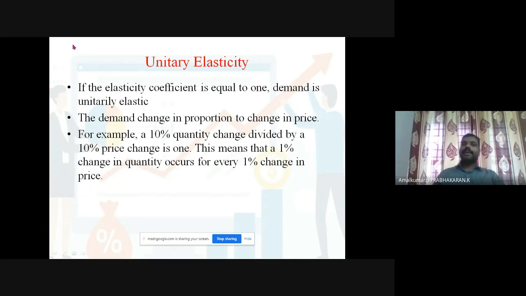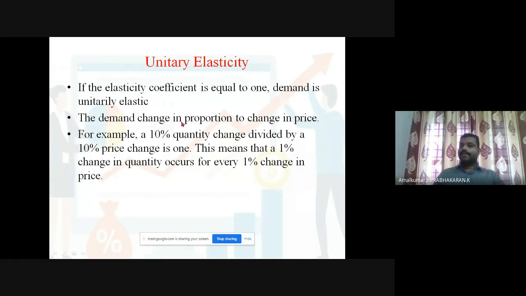That means any changes in price create an equal change in the quantity demanded. It is a situation of unitary elasticity. If the elasticity coefficient is equal to 1, the demand is unitary elastic.